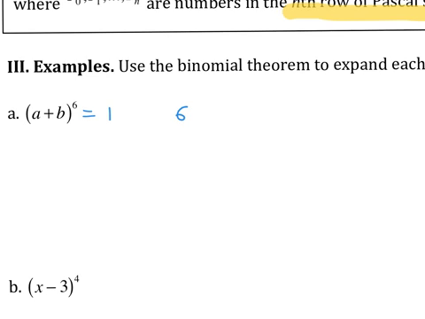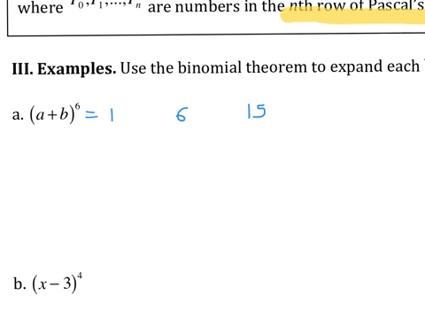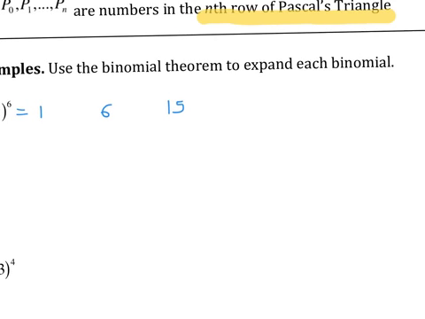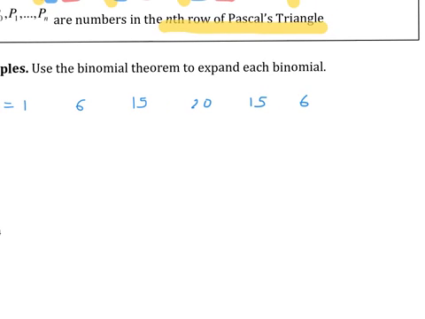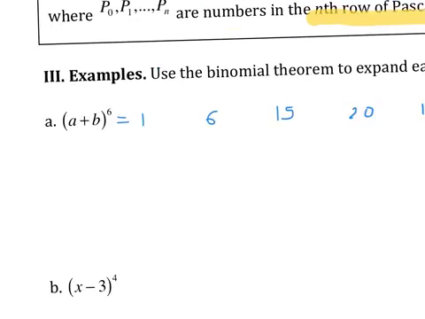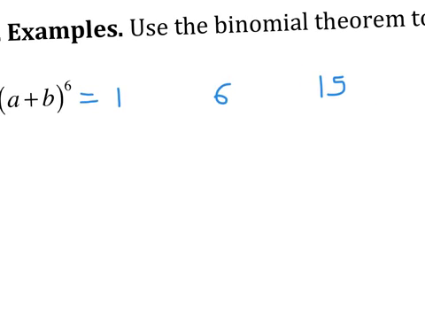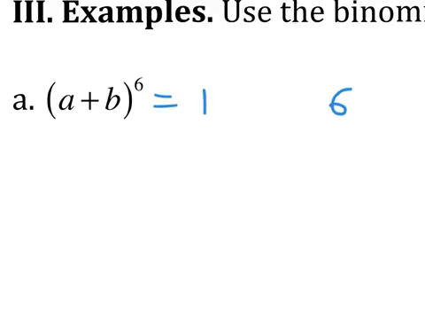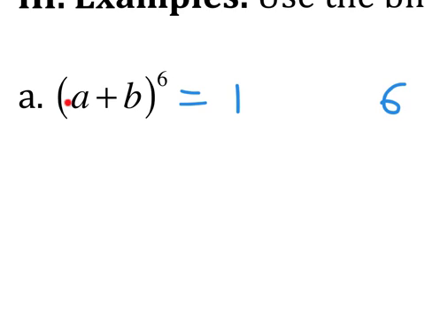15, 20, 15, 6, and lastly 1. Okay. Next, how do I get from my first term, which is right here, all the way to my last term? Well, all I do is take this right here. Whatever's here. Here it's just an a, but if it were 2a, I would say 2 times 2a to the power of 6 or whatever. So now I take this a and I raise that to the 6th power.